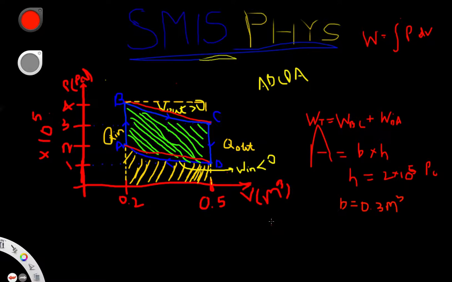Hence, the area, which is equal to the work done, is equal to 0.3 times 2 times 10 to the 5th, which ultimately equals 6 times 10 to the 4th joules, or 60 kilojoules. That is a lot of power.